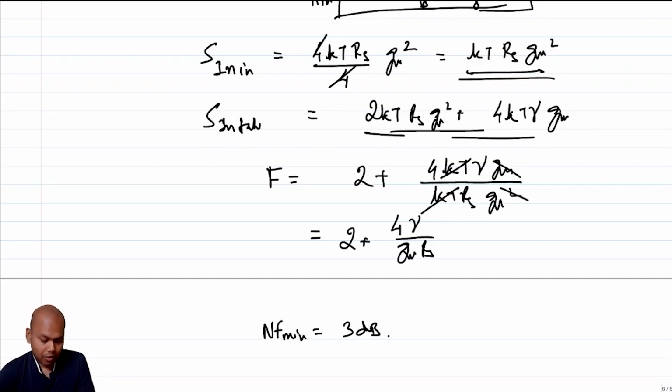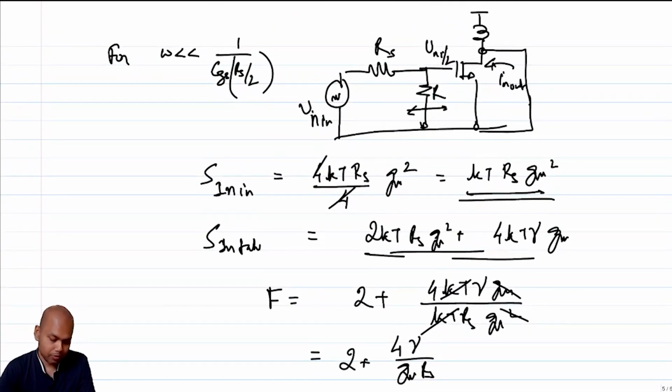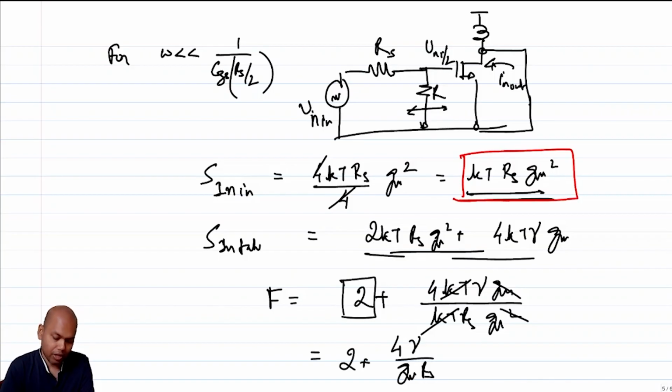Now, why do you have this minimum noise figure to be 3 dB and not 0 dB? It's because now you have this factor of 2 here, right? This 2 plus. And why are you having this 2 plus? This 2 plus is happening because you have one noise contribution that is coming from the source and another noise contribution that is coming from the additional R.